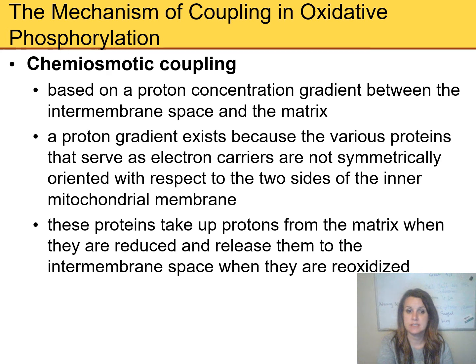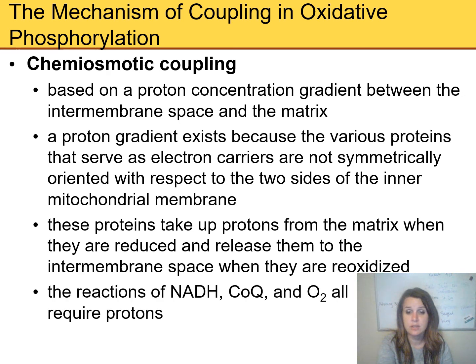And what happens is, as these proteins take up protons from the matrix while they're being reduced, they then release them into the intermembrane space when they're reoxidized. So you can see they're going to pull them from the matrix, but because of their orientation, they're going to release them into the intermembrane space. So we're going to have a lot more protons on the intermembrane space side than we are on the matrix side.